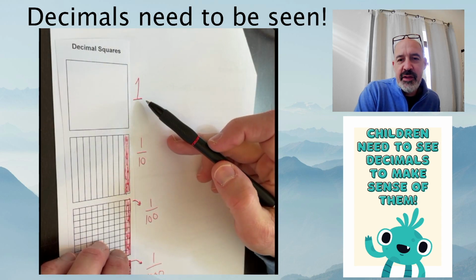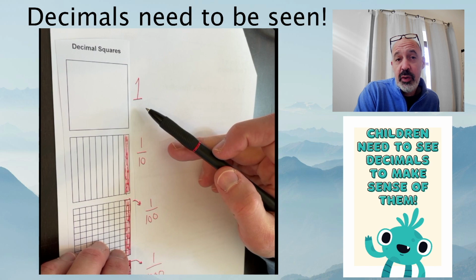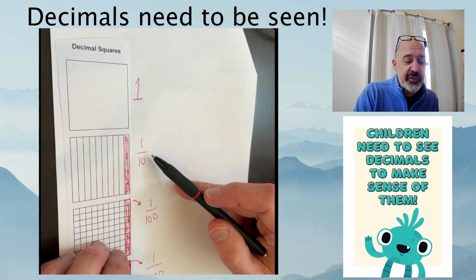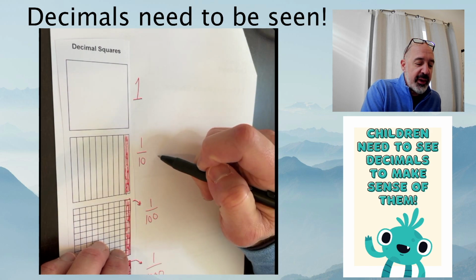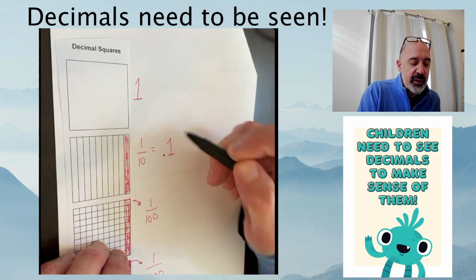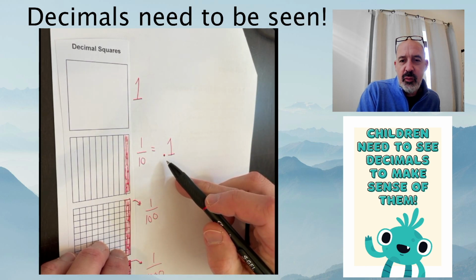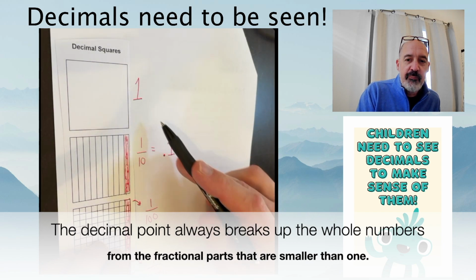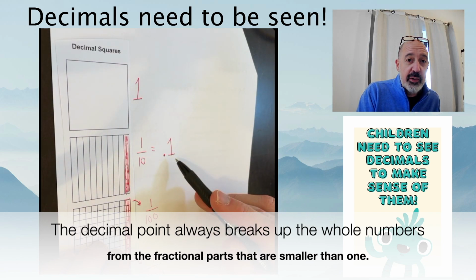So here we have the familiar number 1. This represents 1 whole unit square. Here I've written 1/10 as a fraction, but that's equivalent to 0.1, the decimal point, and then the 1. The decimal point breaks up the whole numbers from the fractional parts.